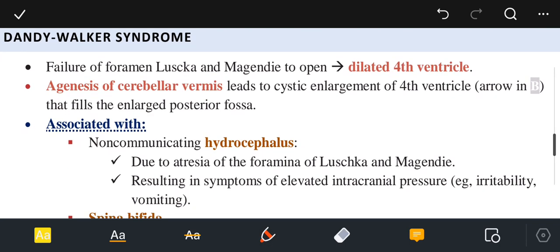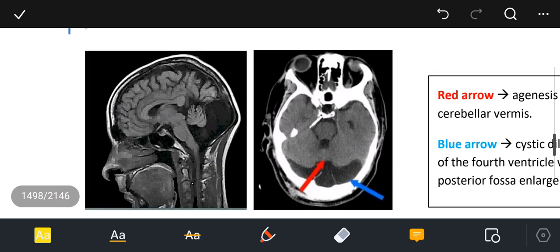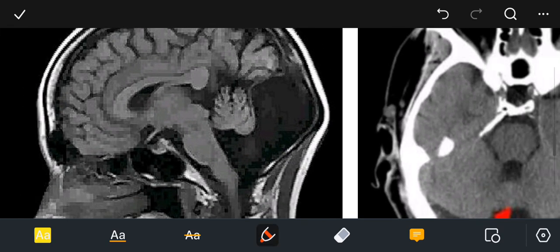There is a syndrome that we call the Dandy-Walker syndrome. It is the failure of foramina Luschka and Magendie to open, and there will be a dilated fourth ventricle. Agenesis of the cerebellar vermis leads to the cystic enlargement of the fourth ventricle that fills the enlarged posterior fossa. Now, there is a picture of that Dandy-Walker malformation. As you can see in this picture, the fourth ventricle that was supposed to be present like this only, is enlarged all the way over here.